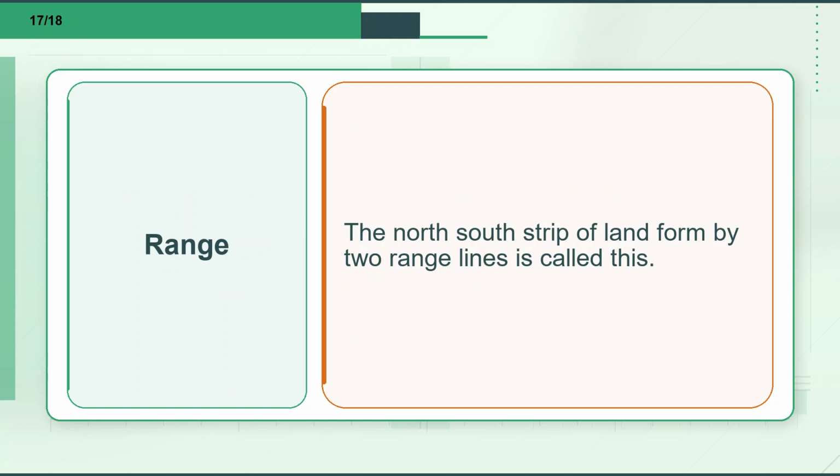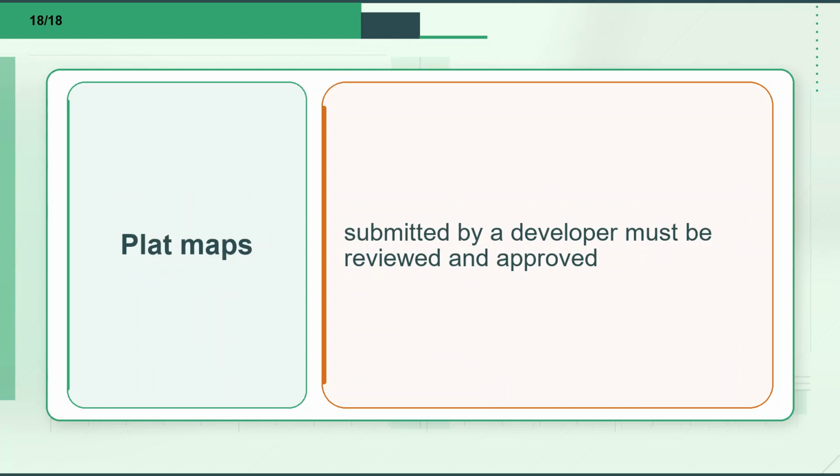Flashcard 17. Term: range. Definition: the north-south strip of land formed by two range lines is called this. Flashcard 18. Term: plat maps. Definition: plats submitted by a developer must be reviewed and approved.